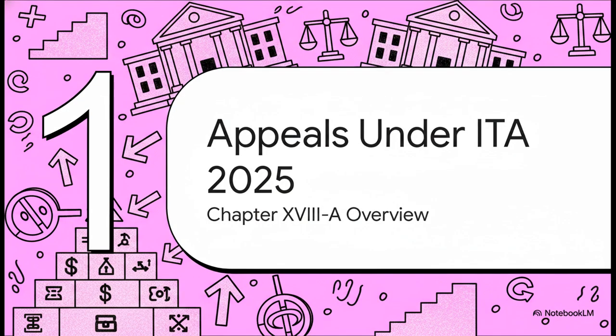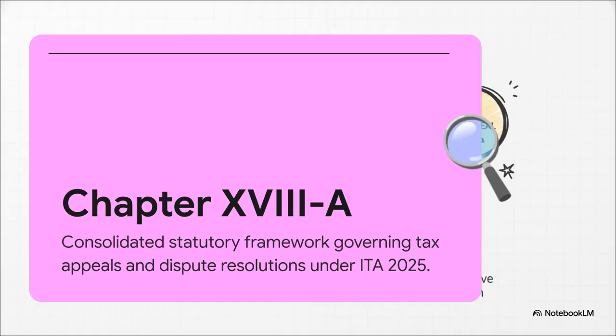Section 1. Appeals under ITA 2025. All right, let's look at Chapter 18A, which spans Sections 356 right through to 374. This is basically your consolidated statutory framework for all tax appeals, revisions, and alternate dispute resolutions under the 2025 Act.